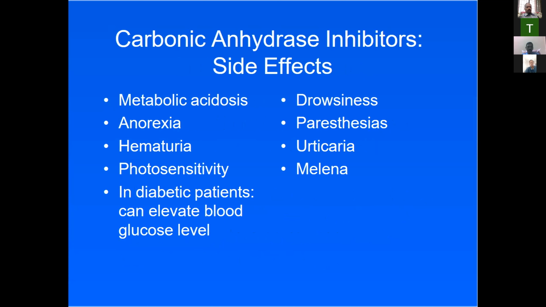These carbonic anhydrase inhibitors themselves have many side effects like metabolic acidosis, anorexia, hematuria, and photosensitivity. Once the patient takes this drug, it also induces photosensitivity reactions, and in diabetic patients, this can elevate the blood glucose level. Drowsiness, paresthesia, urticaria, and melena are the common side effects of this drug.